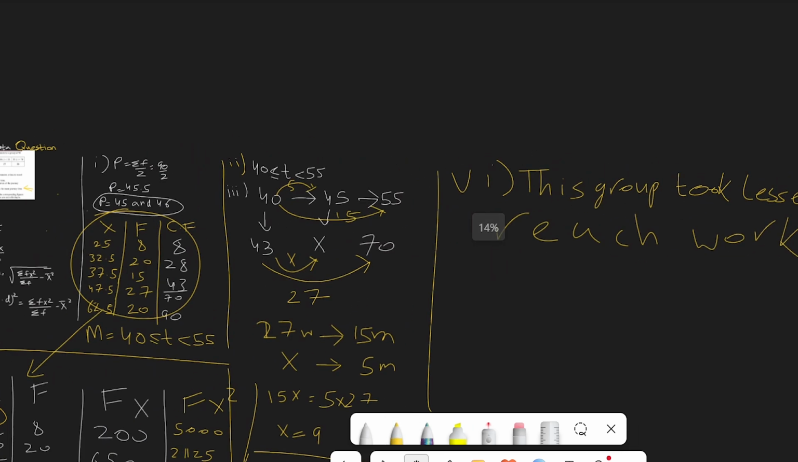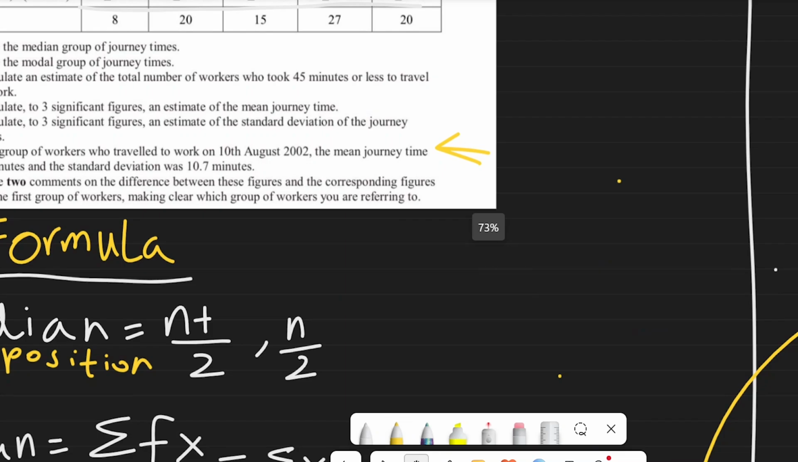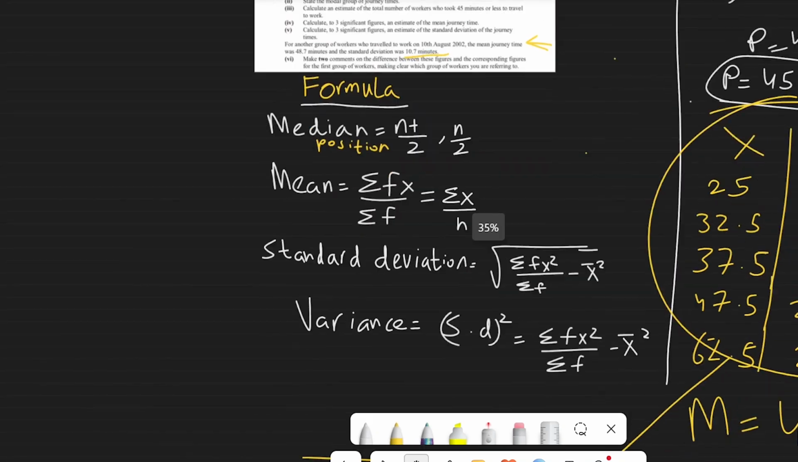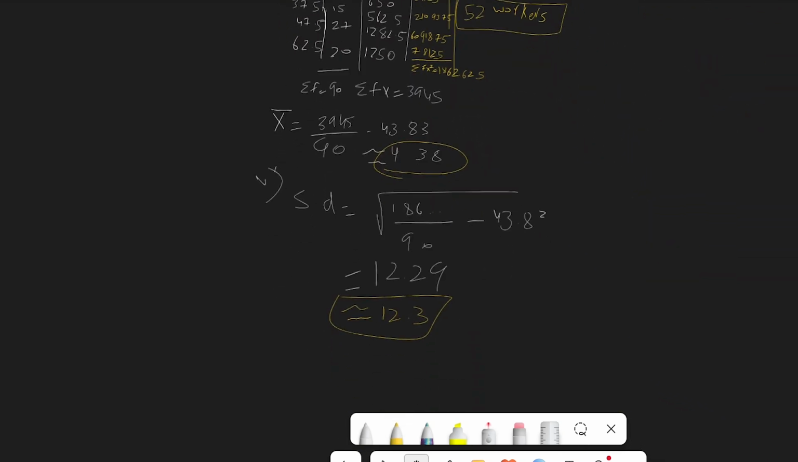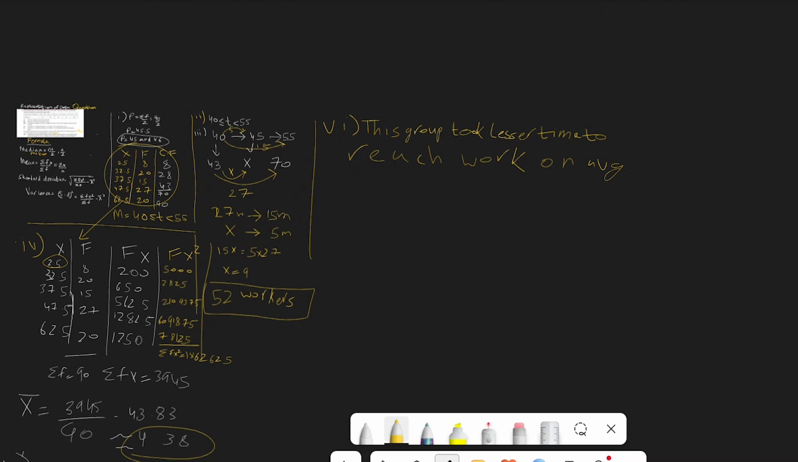We have to make two comments, right? So the next comment would be on standard deviation. The standard deviation is 10.7 minutes, and ours is 12.3. So our standard deviation is greater, which means that there is more difference in our results. The results are not consistent. So group B's results are more consistent. We can write it as: the journey times of this group are less consistent.